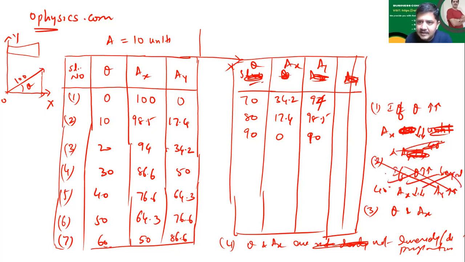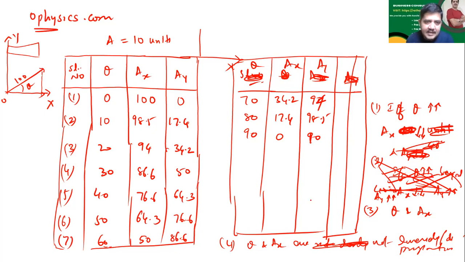The whole thing is incorrect. Okay, so therefore, now we see that if theta is increasing, AX is decreasing. Similarly, AY is increasing. This is what we have learned. Make a correction to this in the earlier one.